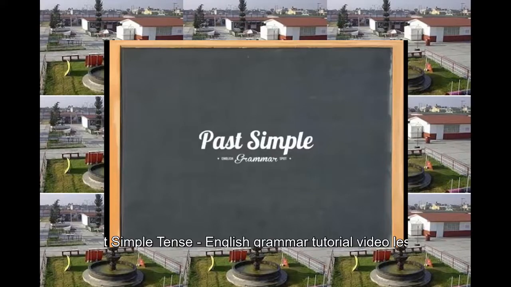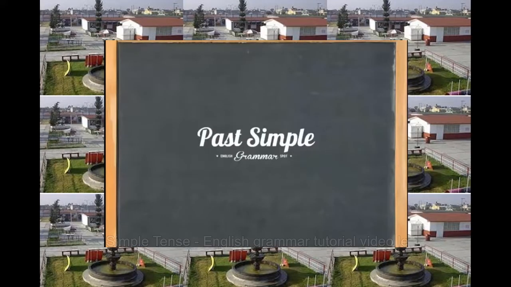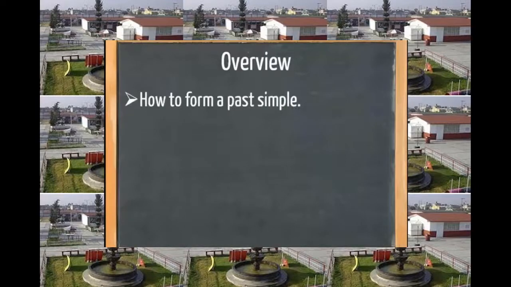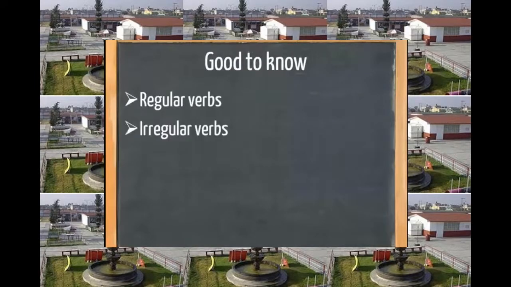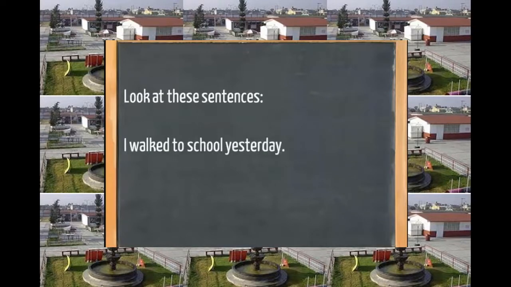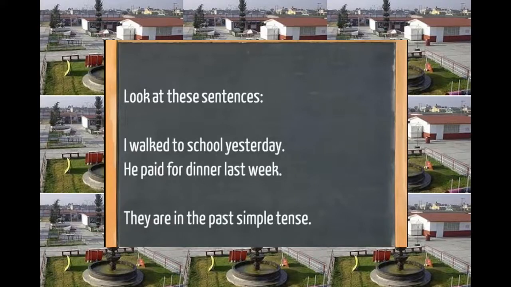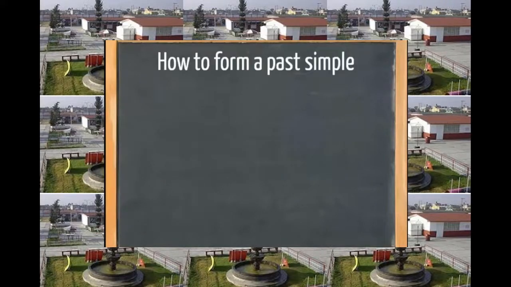Welcome to English Grammar Spot. This lesson is about the past simple. I'm going to show you how to form a past simple and when to use a past simple. But before we get started, it's good to know that in the English language we have regular verbs and irregular verbs, and it is advisable that you study the most commonly used irregular verbs. Now let's get started. Take a look at these sentences. I walked to school yesterday and he paid for dinner last week. Both these sentences are in the past simple tense. How to form a past simple?